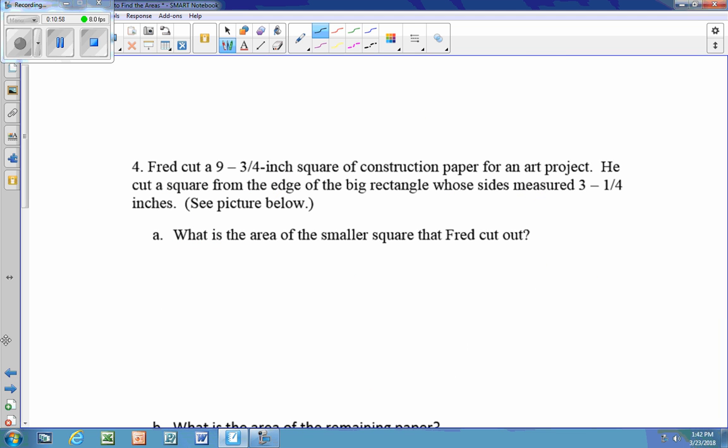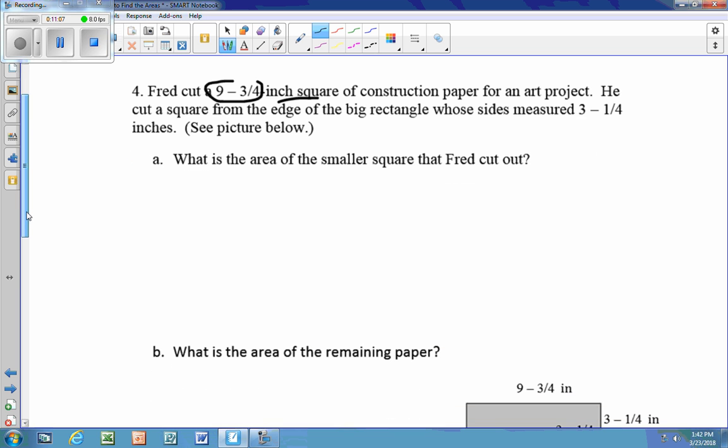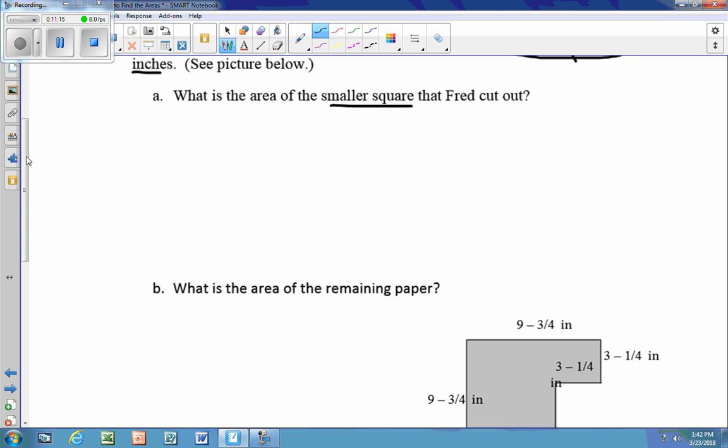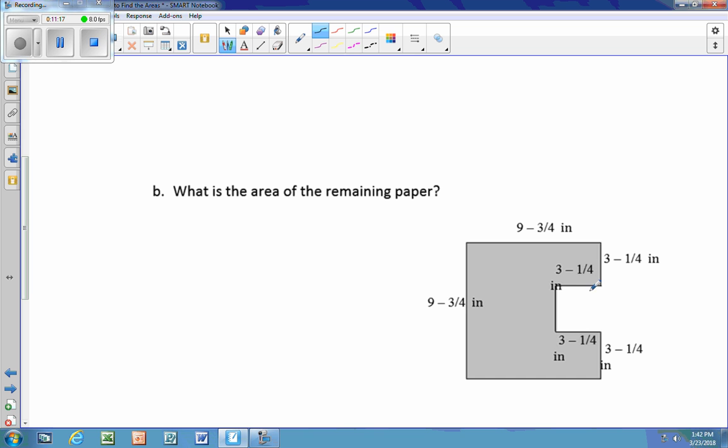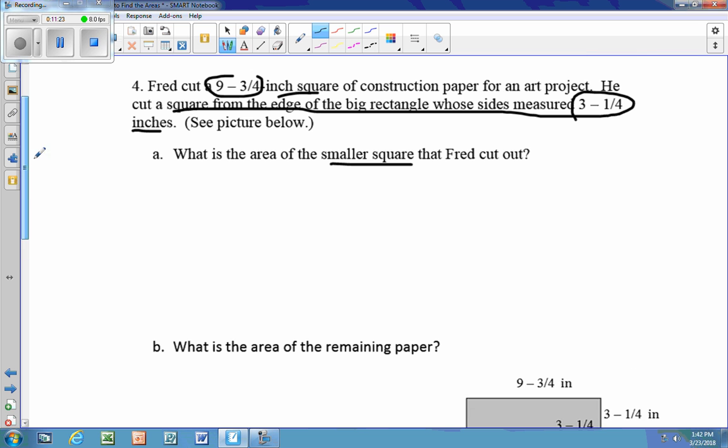Next, Fred cut a 9 3/4 inch square of construction paper for an art project. He cut a square from the edge of the big rectangle whose side measured 3 1/4 inches. We want to know the measurement of the small rectangle first. So for the small, we're going to look right here. This is our small one. We see that it is a square and it's 3 1/4 in every direction.